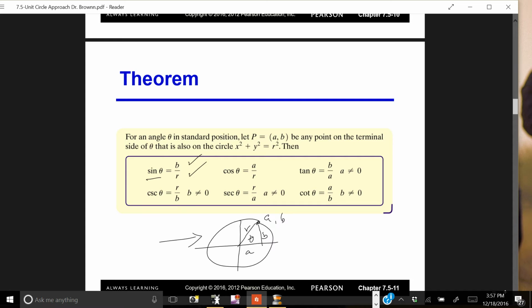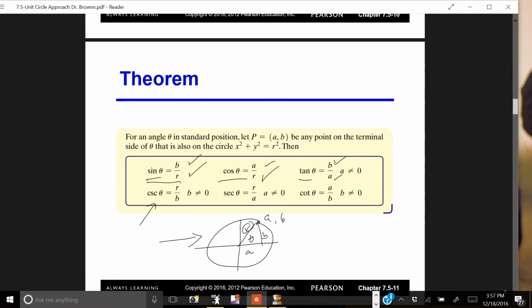I always draw something like this so I can remember what I call the fundamental definitions with respect to a right triangle. And so we can get sine of theta is b over r, opposite over the hypotenuse. Cosine of theta is adjacent over the hypotenuse. The tangent of theta is opposite over adjacent, which is b over a.